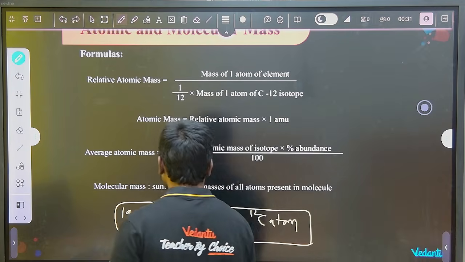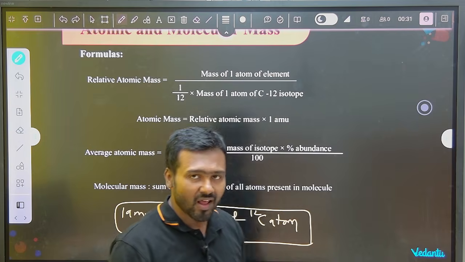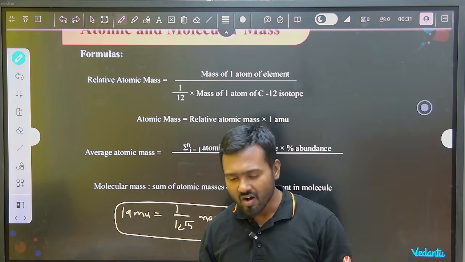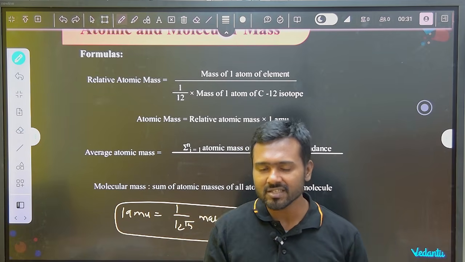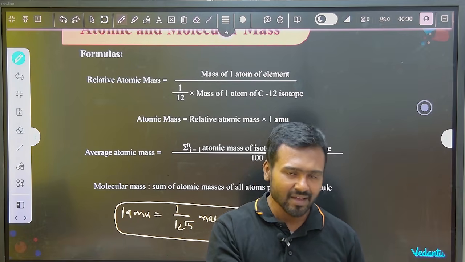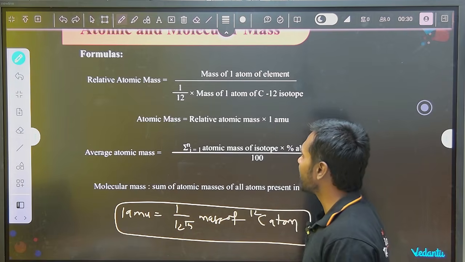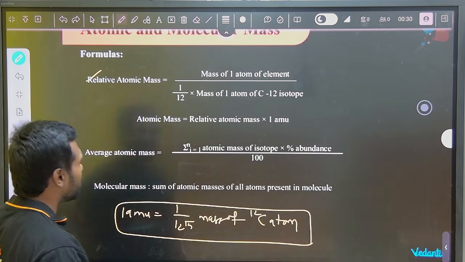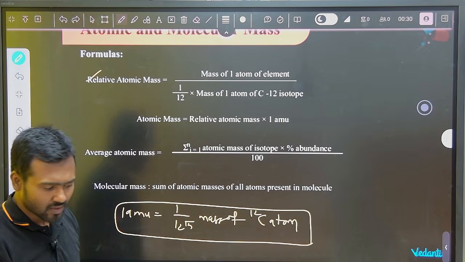Next, by using this, they gave the masses of all other elements. Let's take oxygen. Oxygen atom mass is 16 AMU. So what is its meaning? 16 AMU means it is 16 times heavier than 1/12th mass of a carbon-12 atom. The formula they gave is: relative atomic mass is equal to the mass of one atom of an element divided by 1/12th mass of one atom of carbon-12 isotope.